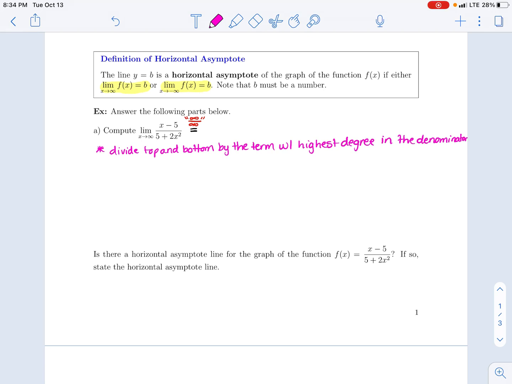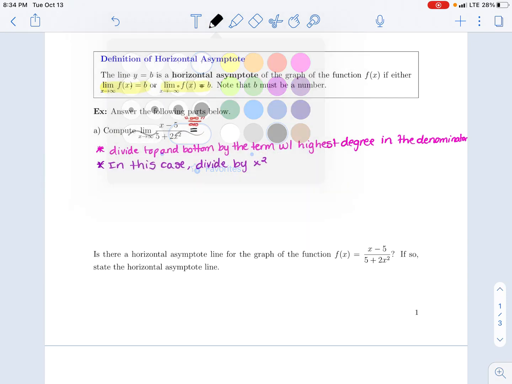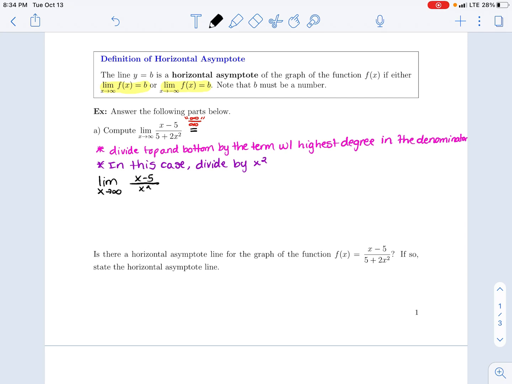Okay, and so here I'm saying in this case, divide by x squared. Okay, so I'm going to do that. I'm going to get that this is the limit as x approaches infinity of (x minus 5 over x squared) divided by (5 plus 2x squared all over x squared).